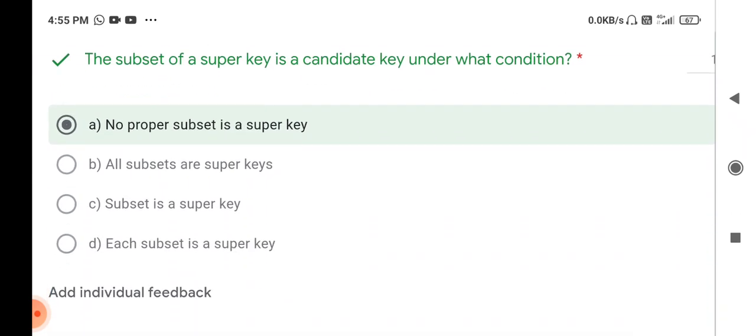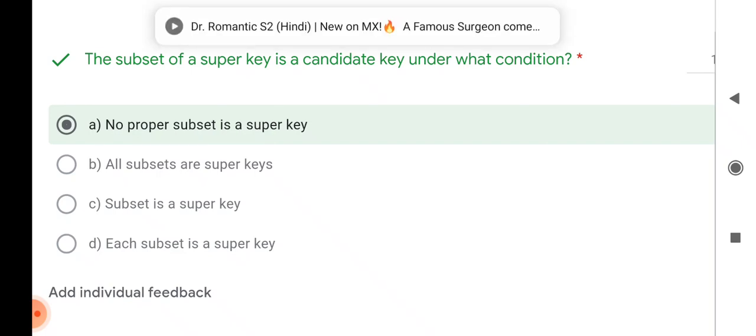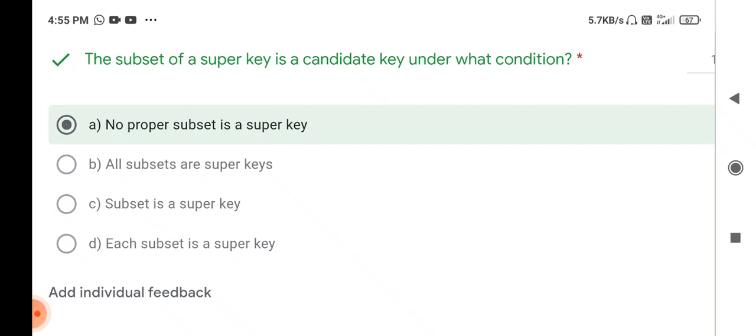Next question is, the subset of a super key is a candidate key under what condition? For this question you must know the relationship between super key and candidate key. Only one condition is required. The condition is no proper subset is a super key. So option number 1 is the correct statement.